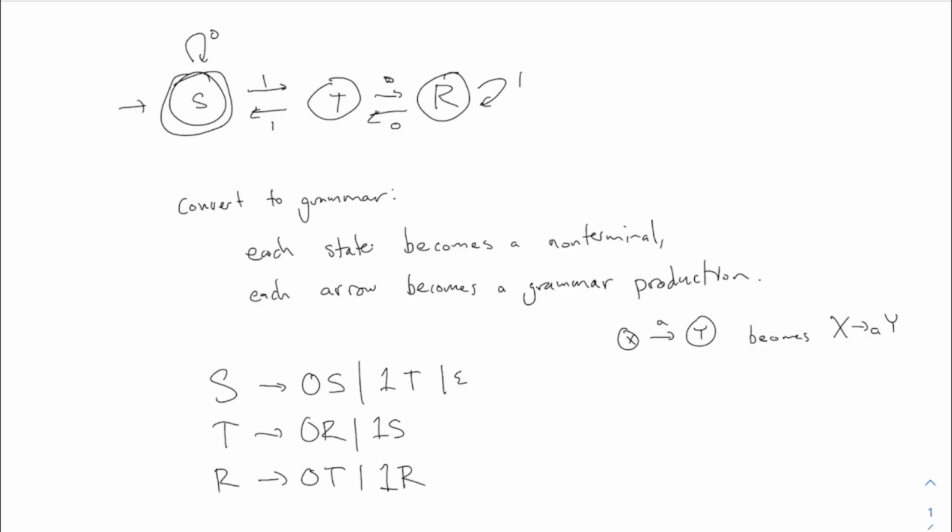All right, maybe I'll write that in my list here. Each accepting state gets a production going to epsilon. All right.